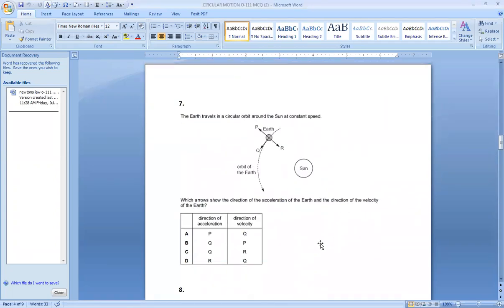Number 7, Earth travels in a circular orbit around the sun at constant speed. I know if it is traveling at a constant speed, then force is towards the R, acceleration is towards the R, that is the sun, and velocity is along the Q. Which arrows show the direction of the acceleration of the Earth and direction of velocity? Direction of acceleration is towards R and direction of velocity is along Q, that is tangent to the circle. So R and Q. D is your option.